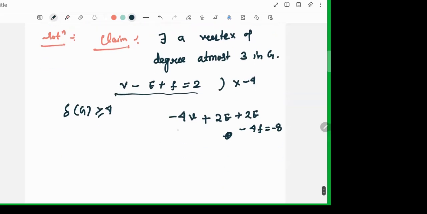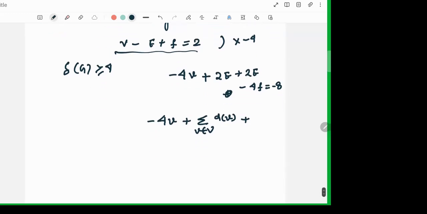So now what is the relation? 2E is the sum of the degrees of all vertices, right? So this is the relation: minus 4V plus the summation over v in V of d(v), and times 2, so 2E minus 4F. But I am going to write here something.